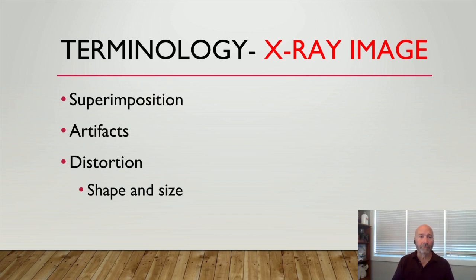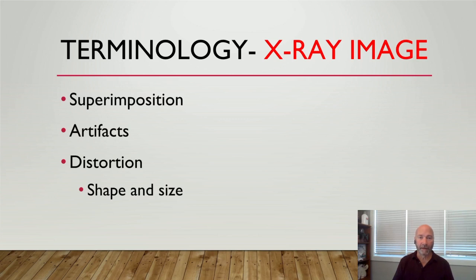Some more terminology. We have superimposition. I talked about that before. Superimposition is just the stacking of one thing on top of the other. Desuperimposition means that you can see things separate from each other, and sometimes we have to use oblique position in order to accomplish that. Sometimes that will be done with axial projection or something like that.